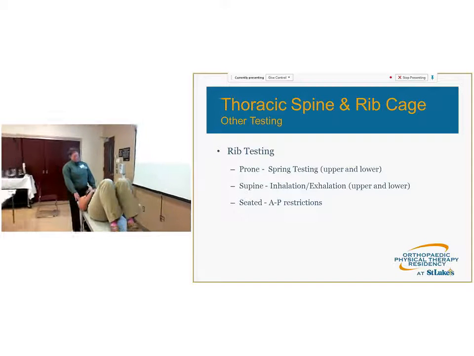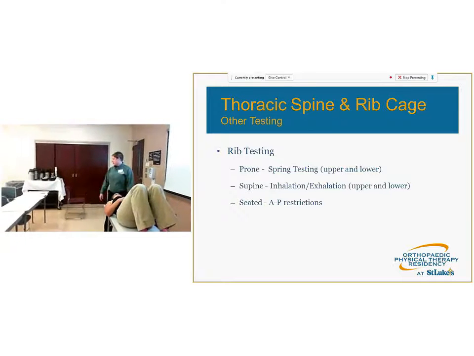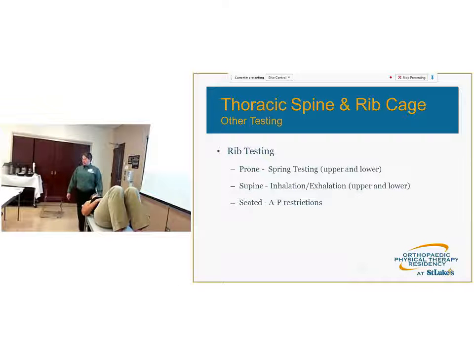Okay. So this is just some general inhalation, exhalation assessments. The patient is just lying in their comfortable position. We're going to check the upper ribs. You can come from the cranial aspect, or you can come underneath and have your fingers right under the clavicle here, just checking the upper ribs.